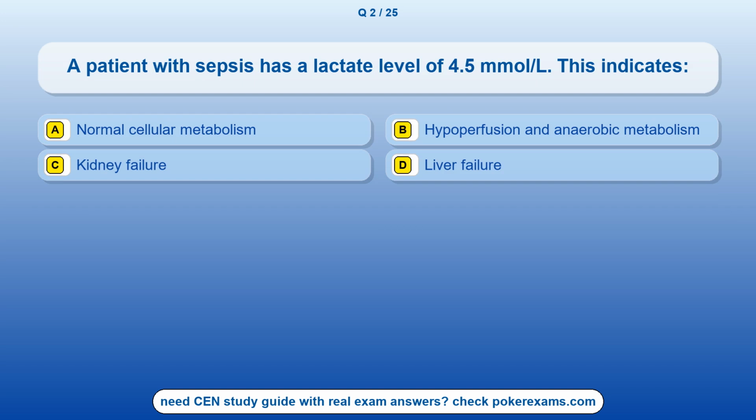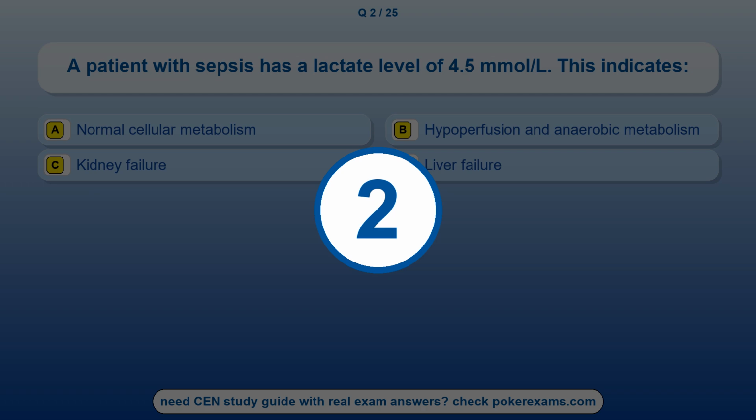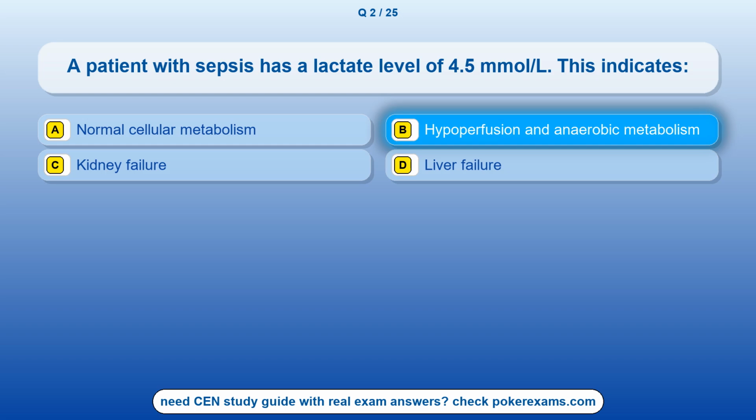Question 2. A patient with sepsis has a lactate level of 4.5 mol/L. This indicates: Option A, normal cellular metabolism. Option B, hypoperfusion and anaerobic metabolism. Option C, kidney failure. Option D, liver failure. The correct answer is option B, hypoperfusion and anaerobic metabolism.